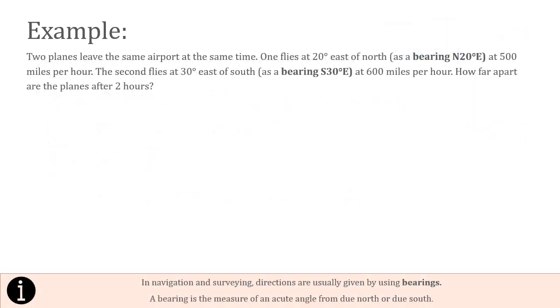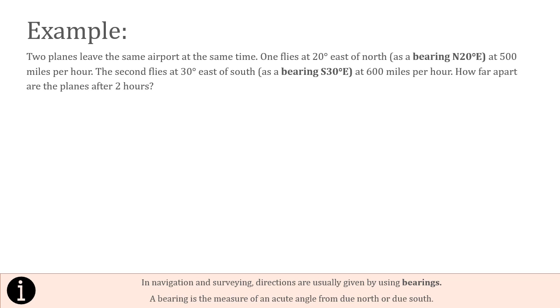Let's try another example. Two planes leave the same airport at the same time. One flies at 20 degrees east of north at 500 miles per hour. The second flies at 30 degrees east of south at 600 miles per hour. How far apart are the planes after 2 hours?